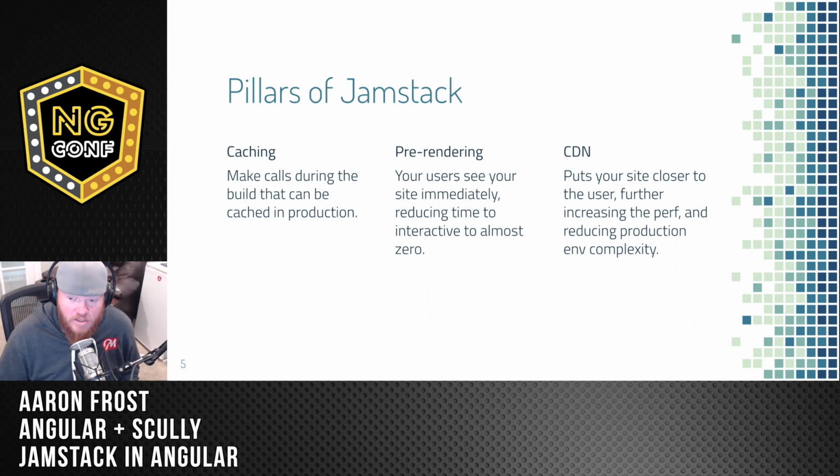All right. So the first pillar of the Jamstack is caching. You can make calls during the build that will be cached and distributed on your CDN. What that means is your APIs aren't going to get hit as much anymore, because the data that comes from your APIs is going to be cached, and your app is going to use the cached version of your API calls. So your API gets more secure. Anyway, let me get into each one of these.